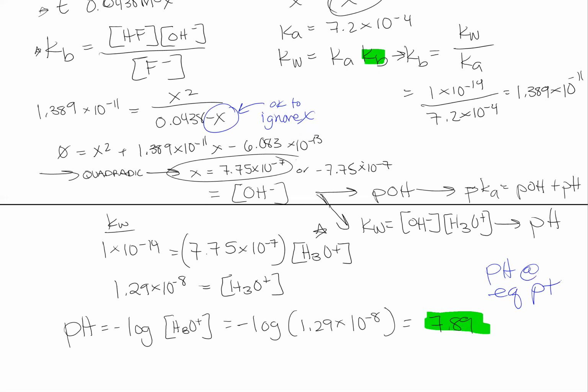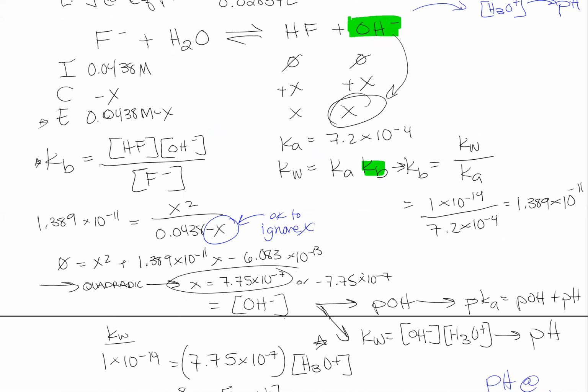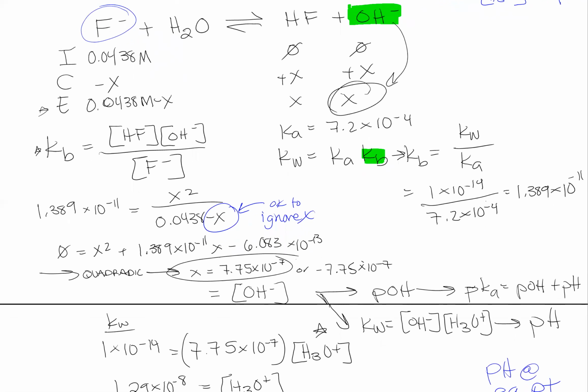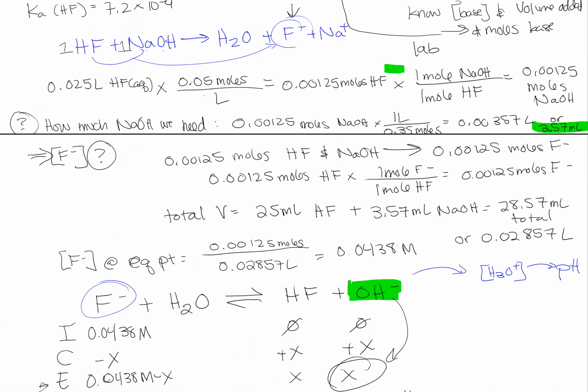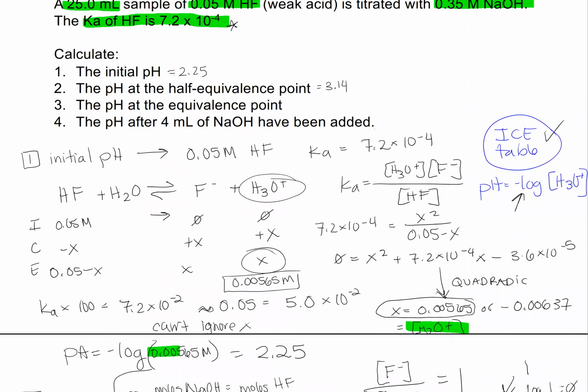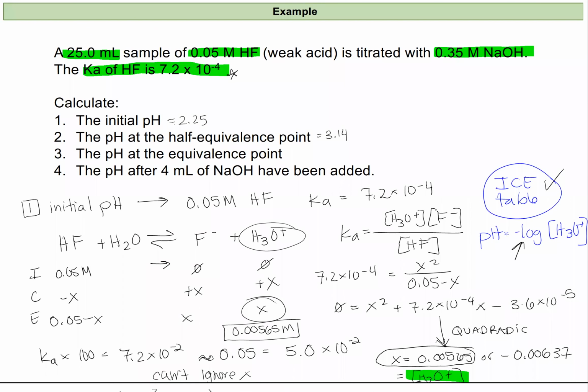I can do a little double check here. This is telling me it's slightly basic, and that tracks with my formation of a weak base at the end of my neutralization reaction with sodium hydroxide. That's fantastic. So looking back at where we started, oh, this is a lot. We now have a pH at the equivalence point of 7.89.